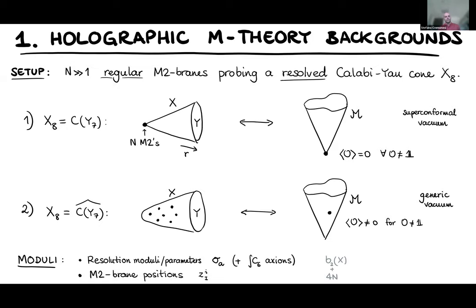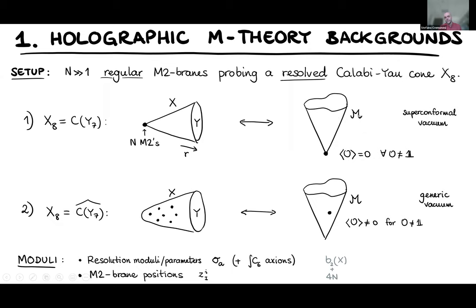Okay, so let me start with a holographic M-theory background. As I said earlier, the setup will be a large number of M2 branes, or so-called regular M2 branes, which are free to move on a resolved Calabi-Yau cone that I'll call X, or sometimes X8, to remind ourselves that it is 8 real dimensional. Typically, for AdS/CFT, one first considers a case in which X is a cone over a Sasaki-Einstein manifold, and all the M2 branes are at the apex of the cone. This corresponds to being at the superconformal vacuum, which is essentially the apex of M.